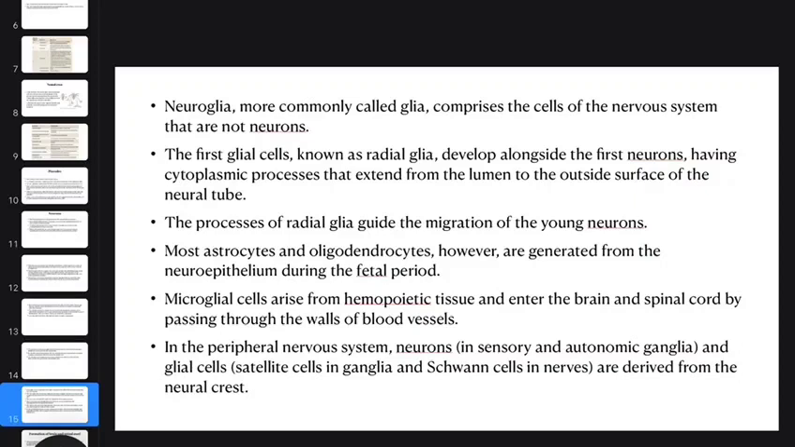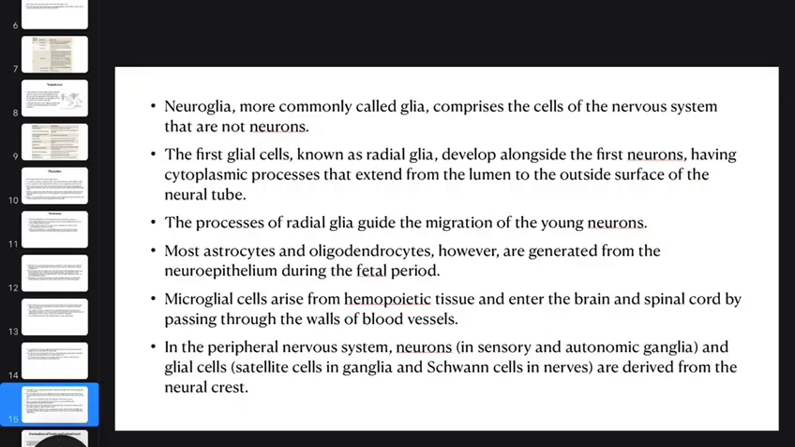Neuroglia, most commonly called glia, comprises the cells of the nervous system other than the neurons, and they are called glial cells. The first glial cells, known as the radial glia, develop along the sides of the first neurons, having cytoplasmic processes that extend from the lumen to the outside surface of the neural tube. The processes of the radial glia guide the migration of the young neurons. Most astrocytes and oligodendrocytes, however, are generated from the neuroepithelium during the fetal period.